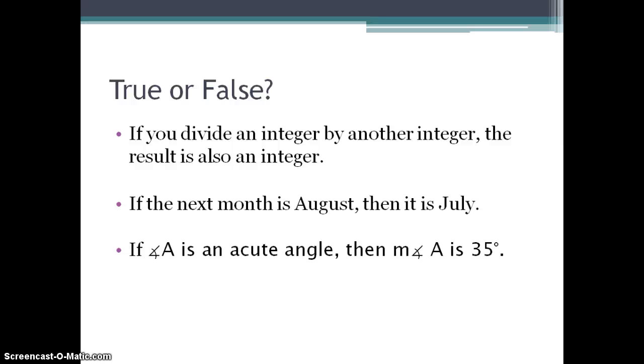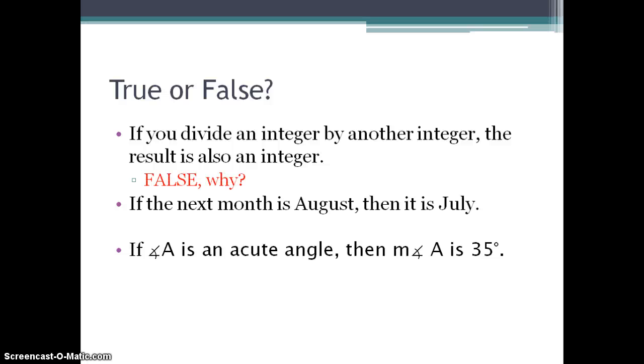So let's read these three conditional statements and decide whether they're true or false. First one, if you divide an integer by another integer, the result is always an integer. So remember that integers are whole numbers. They're either positive or negative. Whenever you're trying to determine if something is true or false, always try to prove it false. If you can't prove it false, then that means it's true. So, can we think of two whole numbers that whenever you divide them, they don't equal a whole number?